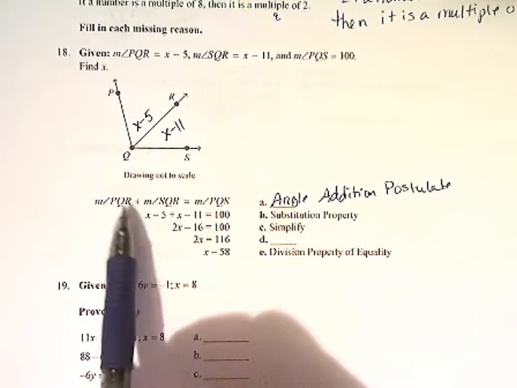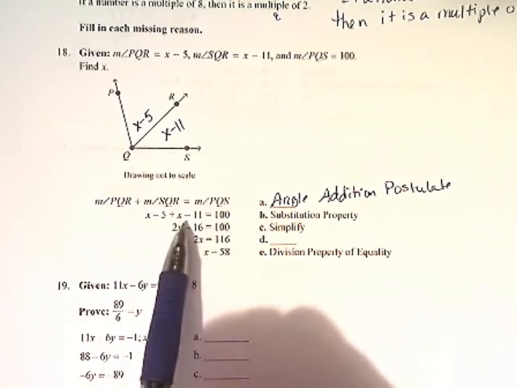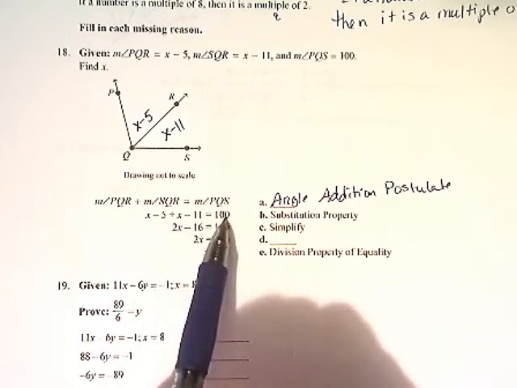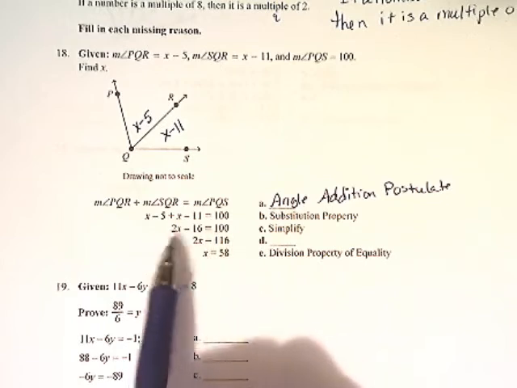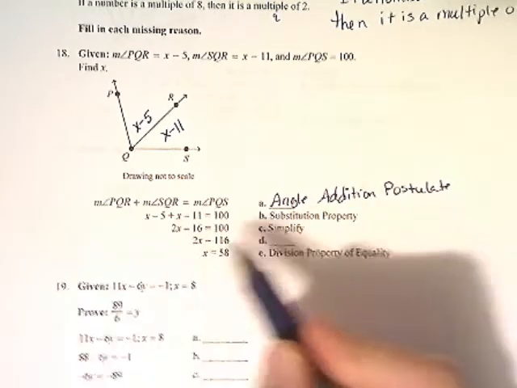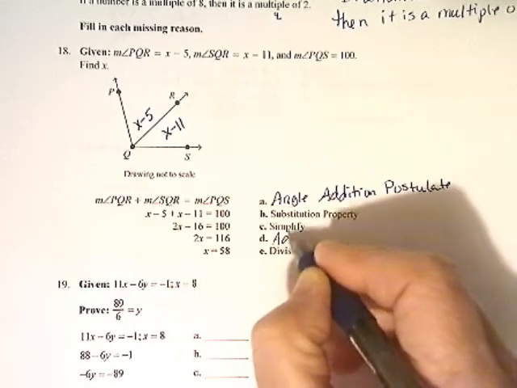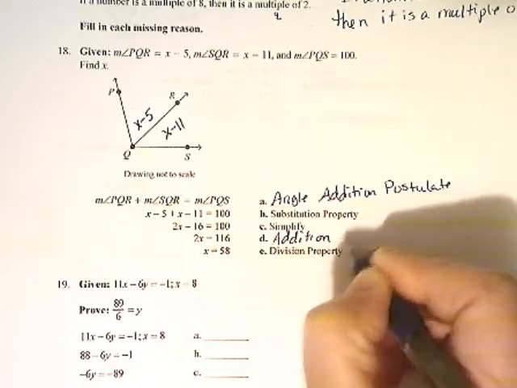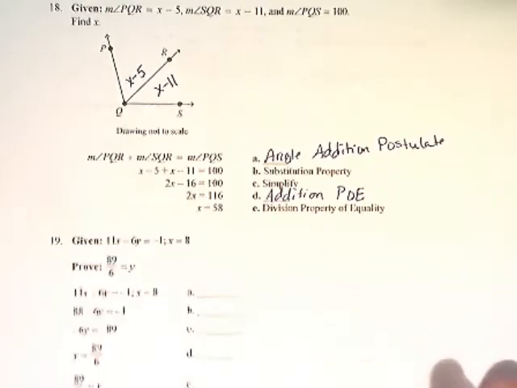Now they substituted the algebraic expression for each of those angle measures and then the value of 100 for PQS, so you use the substitution property. And then we simplified the left side. And then what did we do from C to D? From C to D, we used the addition property of equality, and then we divided.